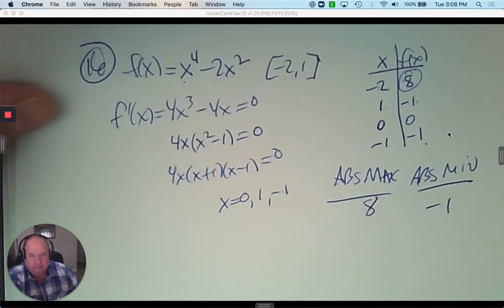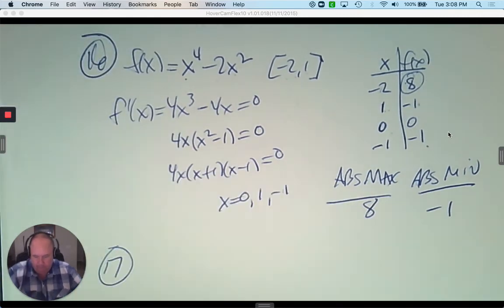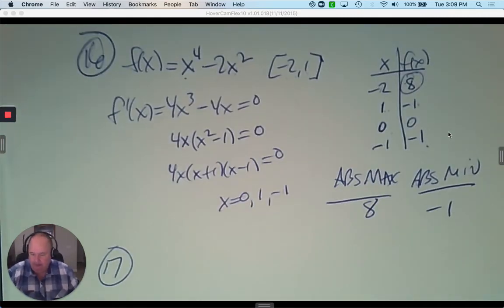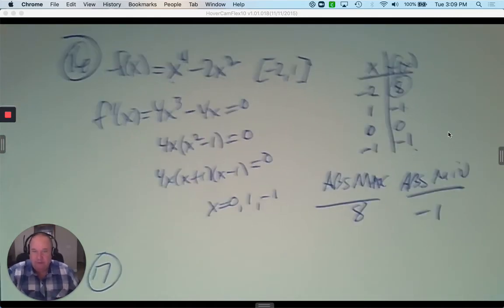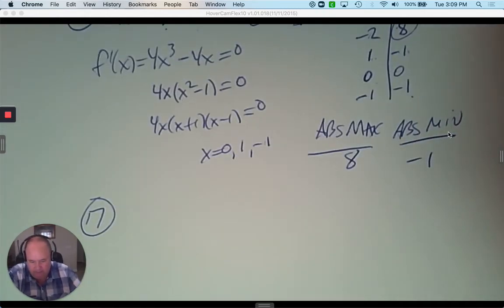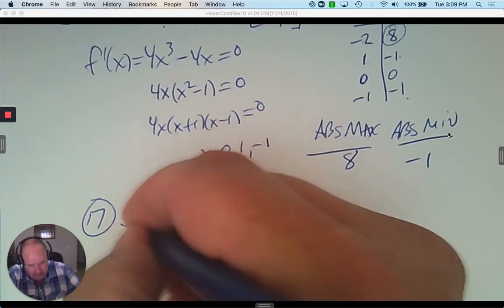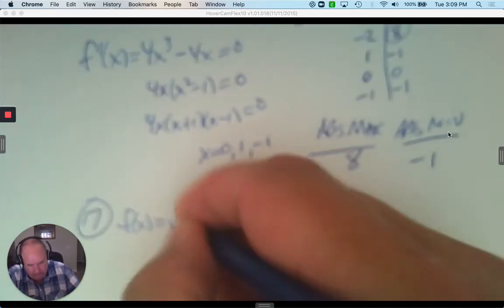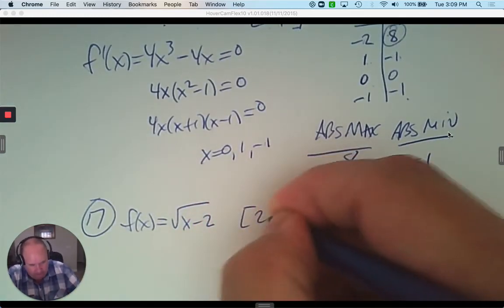Number 17. For number 17, it says find the c value guaranteed by the mean value theorem of that function. So f of x equals the square root of x minus 2 from 2 to 6.